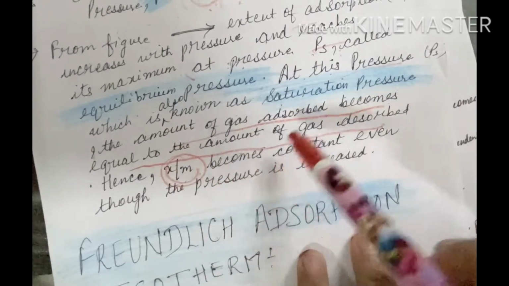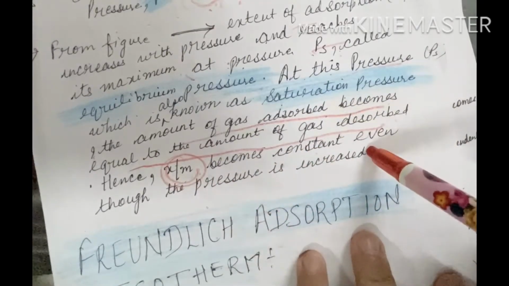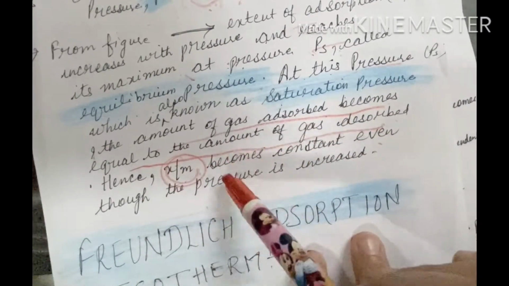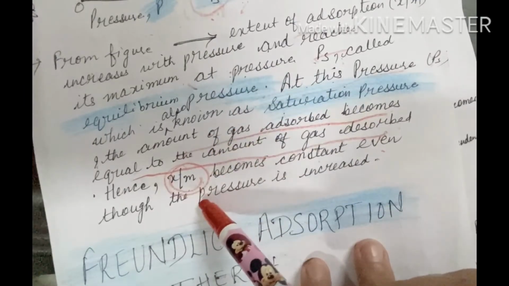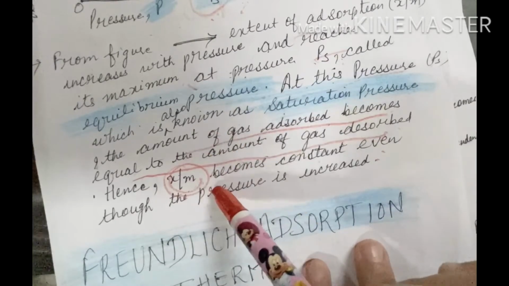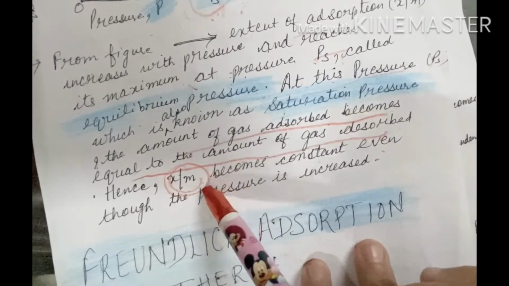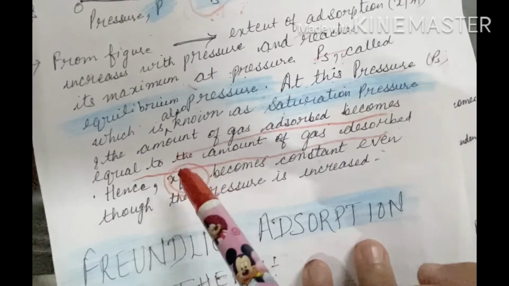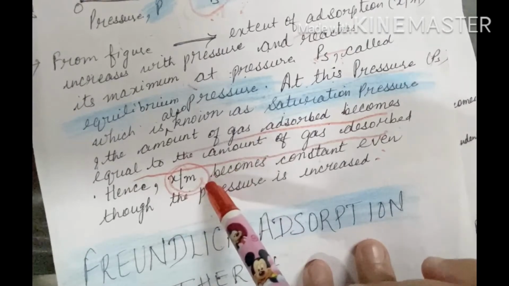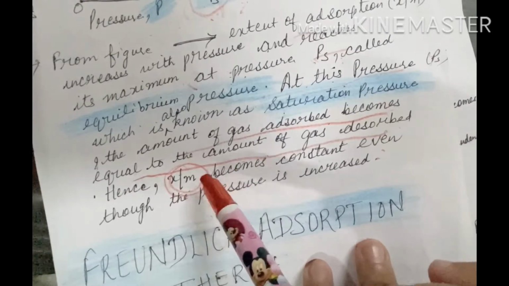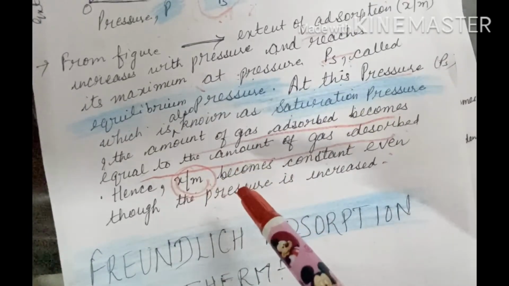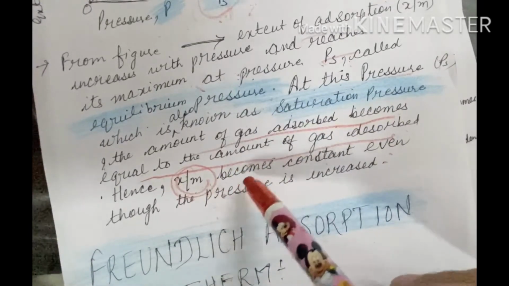It becomes constant even though the pressure is increased. So x by m becomes constant even after PS. If you try that, we'll increase more pressure and the adsorption rate will not increase. So after PS, the pressure will not affect the value of x upon m. What is x upon m? That is your extent of adsorption, or that is known as your amount of gas adsorbed on the surface of adsorbent.